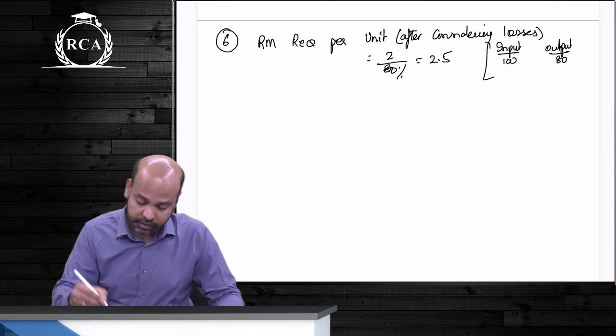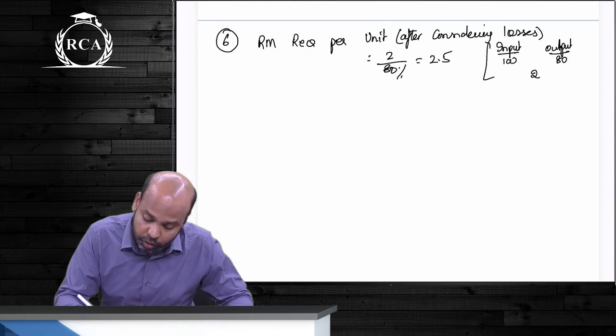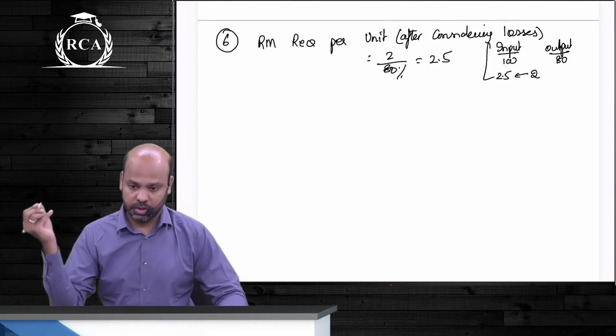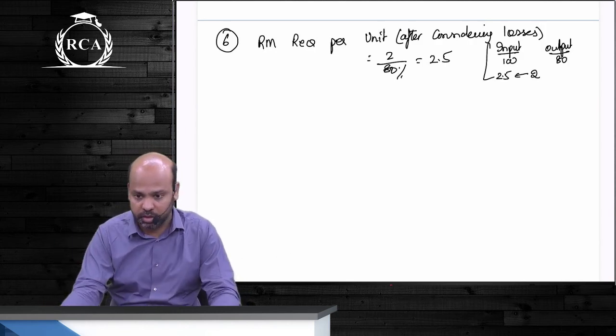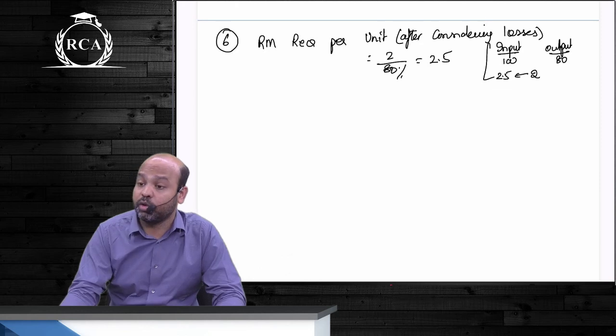Is that clear, guys? Without loss we need 2 units. With the loss it will become 2.5 units for every unit of the finished product. Without losses you need 2, so with loss you will need 2.5.